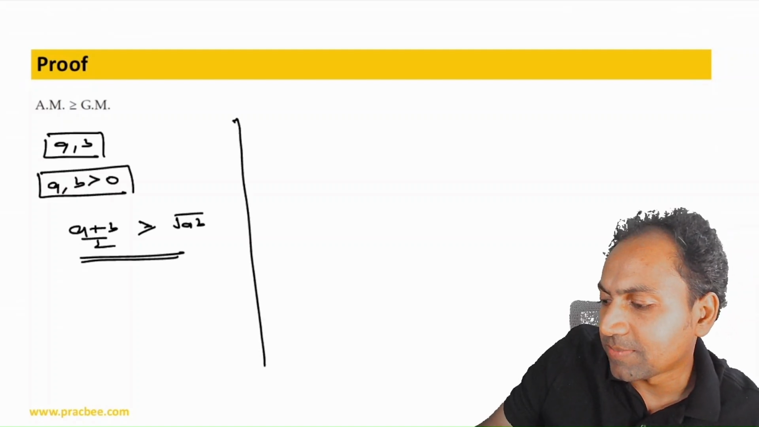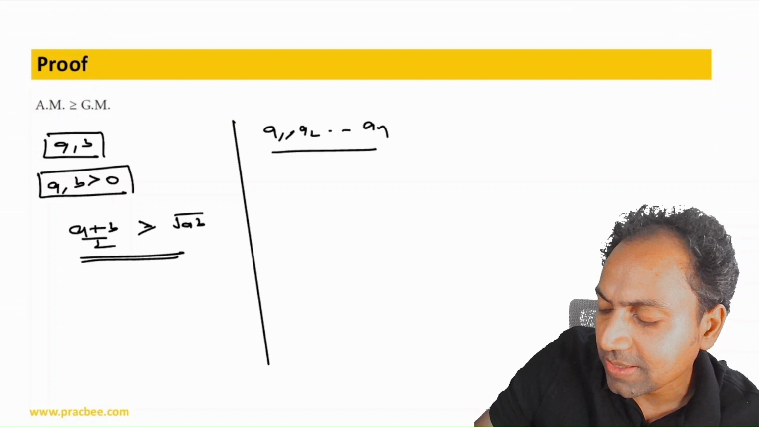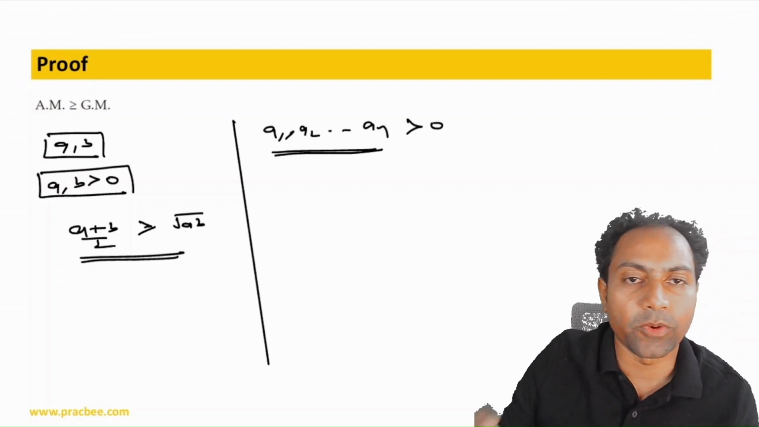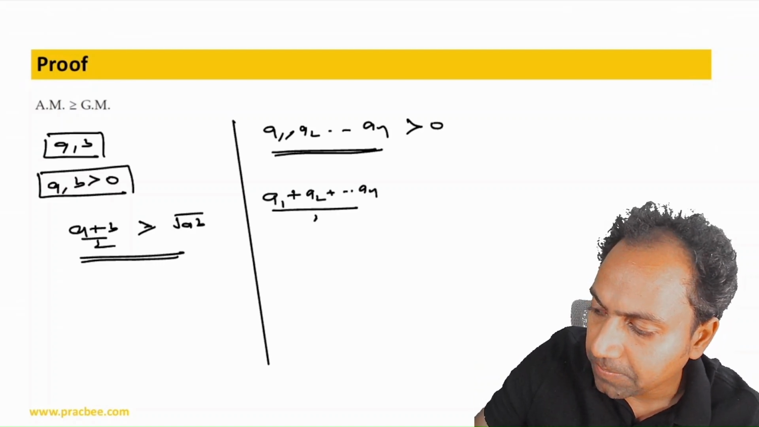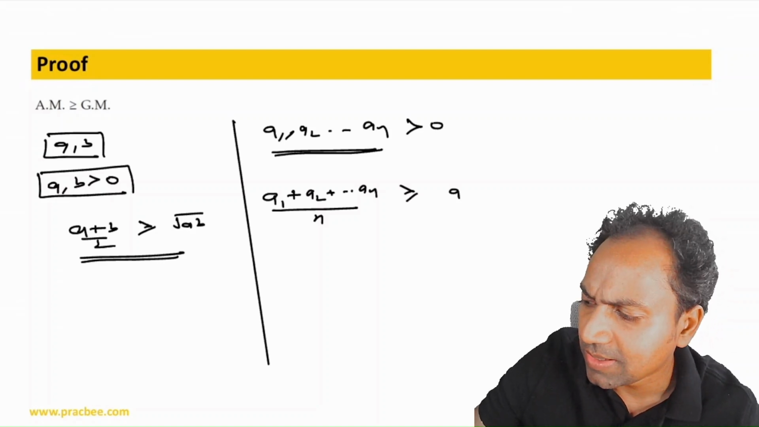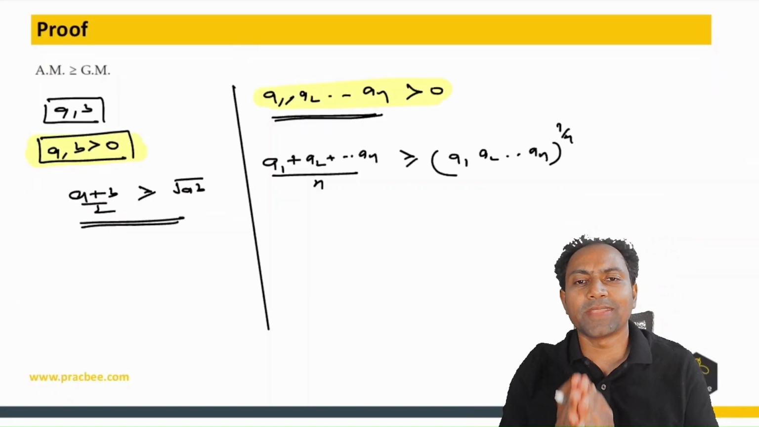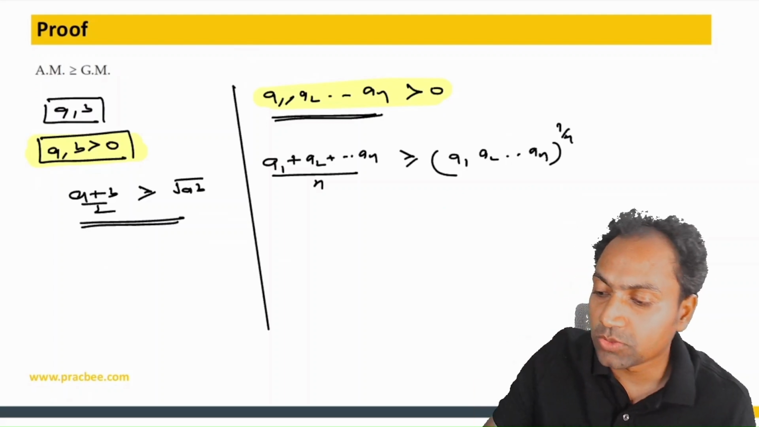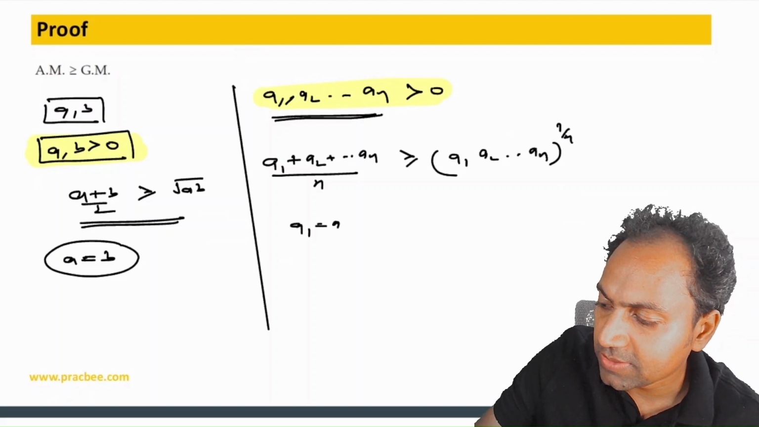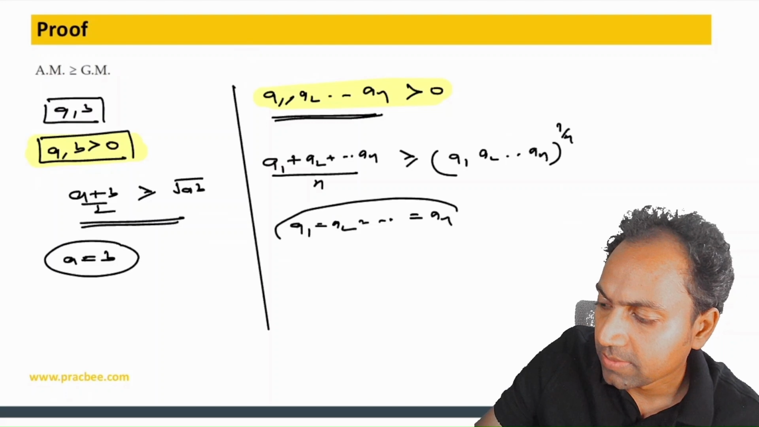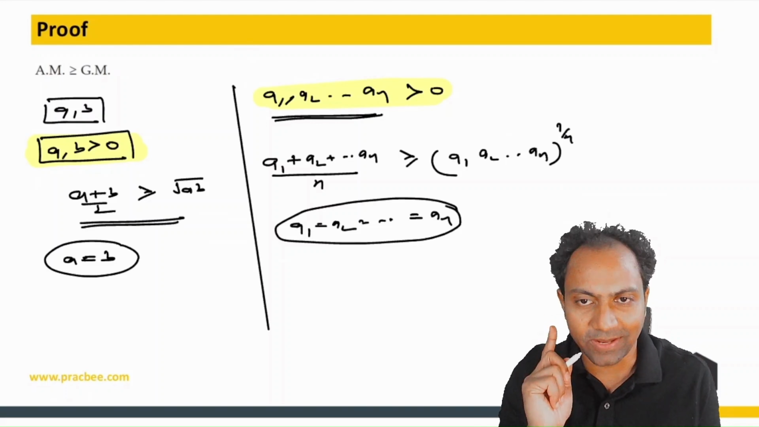I can also apply a similar idea for n terms. If I consider A1, A2, A3 till AN, the idea still remains true. The condition is they need to be positive. So A1 plus A2 until AN, by n, is going to be greater than or equal to A1, A2 multiplication till AN raised to the power 1 by n. The equality comes when the terms become equal. So this equality will come when A is equal to B, or when A1 is equal to A2 up till AN. And at this point, the AM will take its minimum value and the GM will take its maximum value.